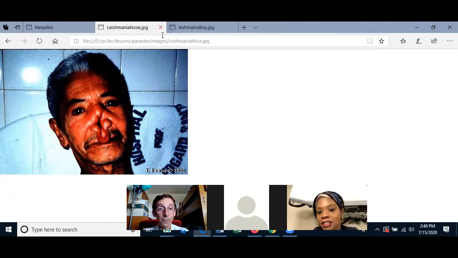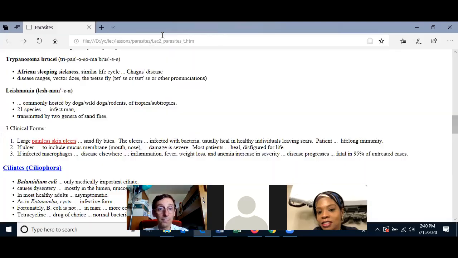And the disfigurement will be severe and lifelong. Any questions about that? All right, so that's the second clinical form. It involves the skin ulcers that grow over a mucous membrane.